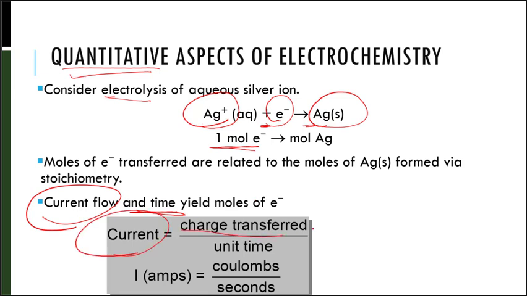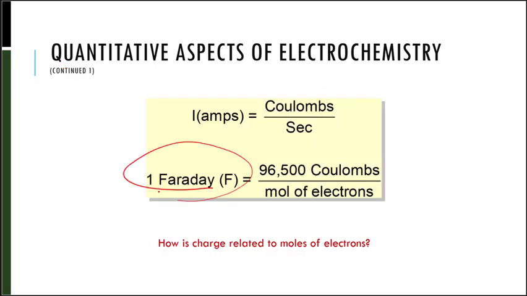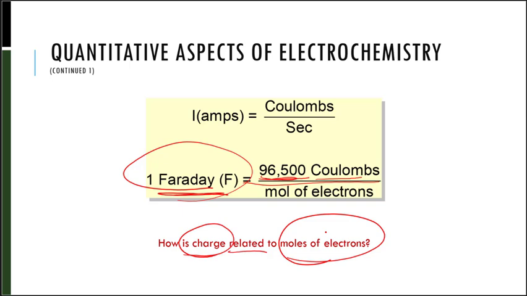So current is equal to the charge transferred divided by the amount of time that happened in. An amp is how many coulombs per second. It is important to note that 1 Faraday is equal to 96,500 coulombs per mole of electrons. This is going to be important so that we can relate charge to moles of electrons.